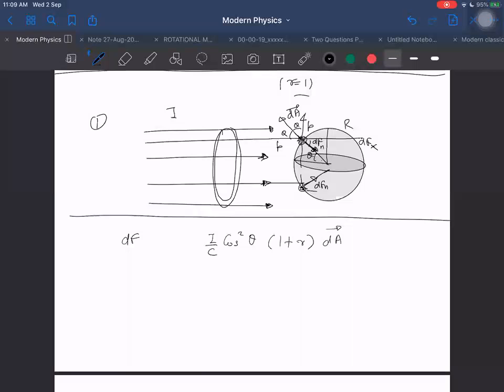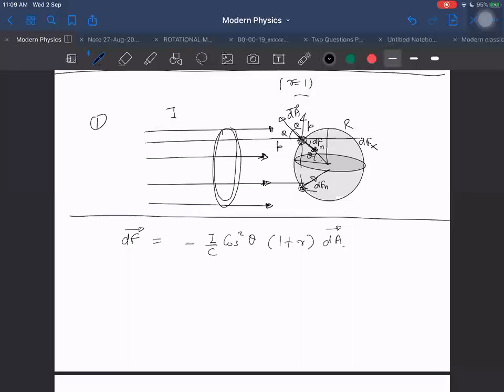And I want to find dF. Along which direction will this force vector be? All these are scalars here, and this dA is like a vector. So dF gets its direction along the dA vector. No, sorry, opposite to the dA vector, obviously, because the force on the photons is along dA, but on this surface it will be the reaction of that. So it will be opposite to dA.